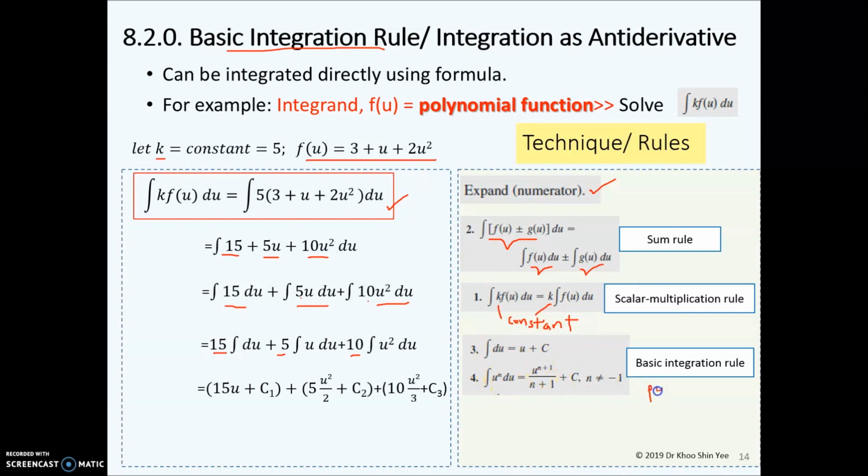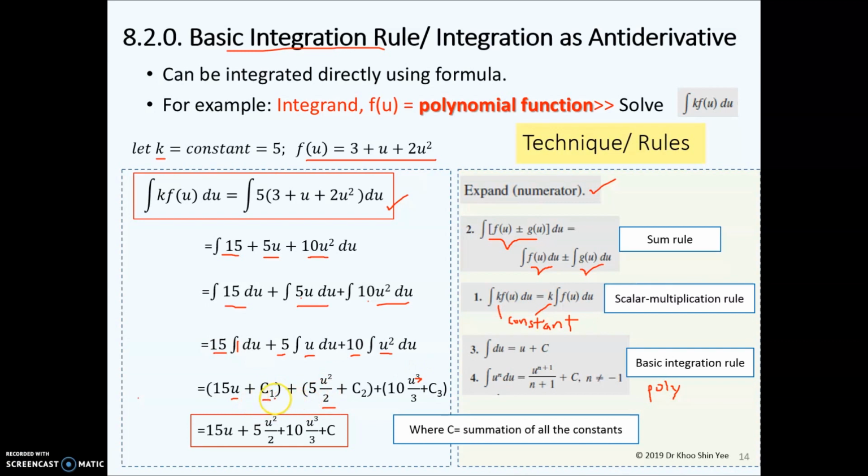So this is polynomial function. Let's say you have 1 here. If you integrate, you get u, and don't forget the constant. Then you integrate the u, you get u squared over 2 plus a constant, and then u squared, you integrate, you should get u to the power of 3. So there is a typo here. This should be u to the power of 3. Lastly, we can combine all the constants c1, c2, c3 into just a c here.